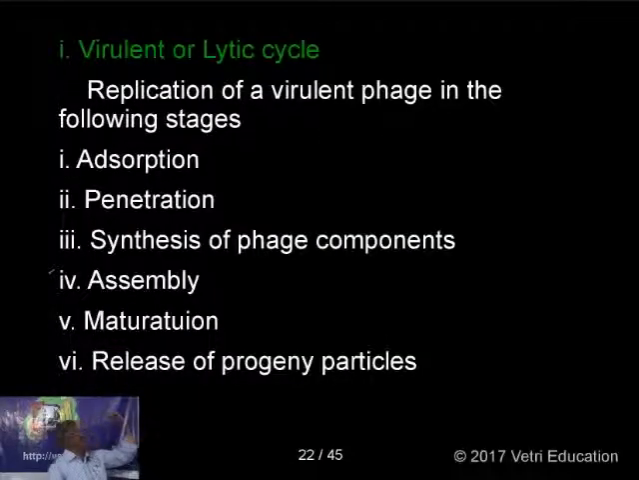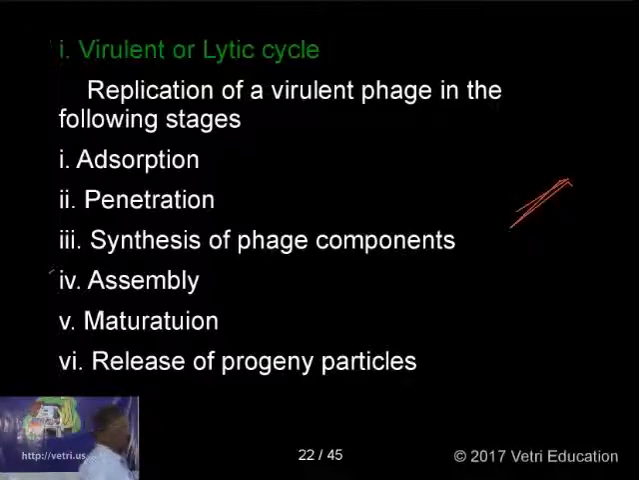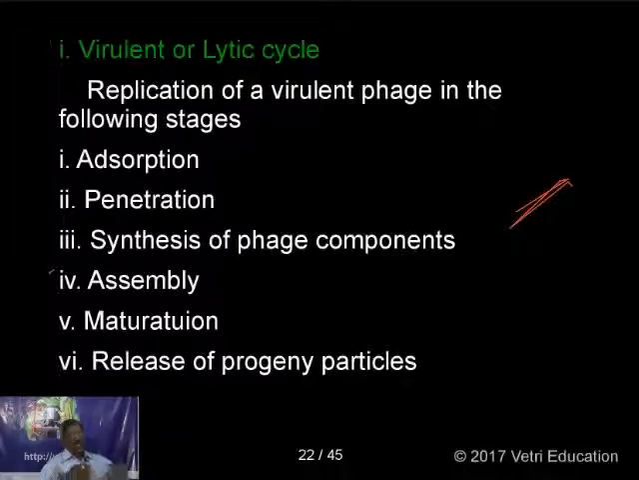So the first one, virulent life cycle, note it down. In this, replication of the virulent phage occurs in the following stages. The first one, adsorption, that is, this bacteriophage attaches to the bacterium with the help of tail fibers, the structure we know. With the help of tail fibers, it attaches to the bacterium. I will tell you again later.